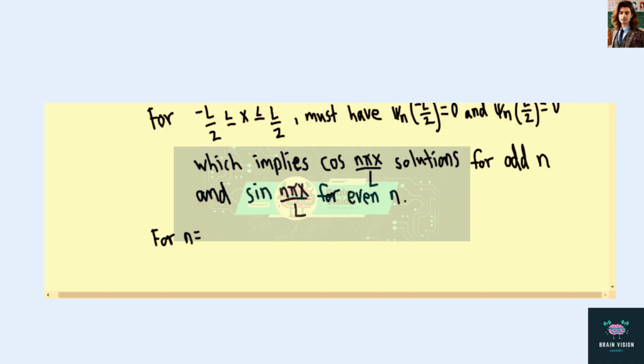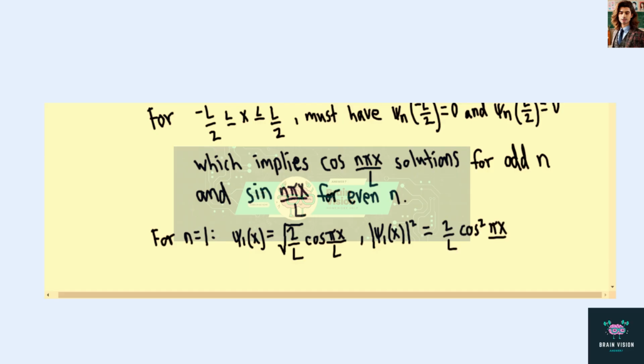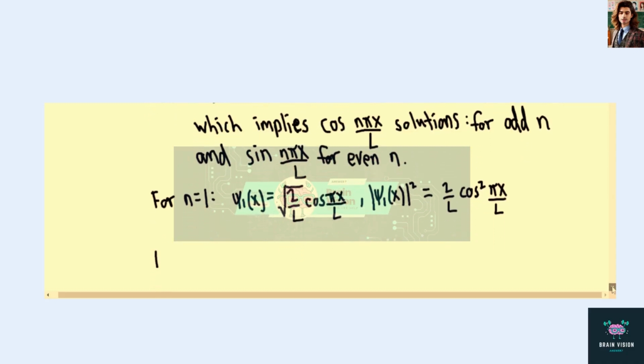The next thing is that we want to look at the first three values of n and see what the solutions are, as well as the probability densities. So psi for n equals 1 is then cosine pi x over L. If I have cosine n pi x over L, and n is odd in this case, then a normalized wave function would just be square root of 2 over L cosine pi x over L. And the probability density function is the square of this, cosine squared pi x over L times 2 over L.